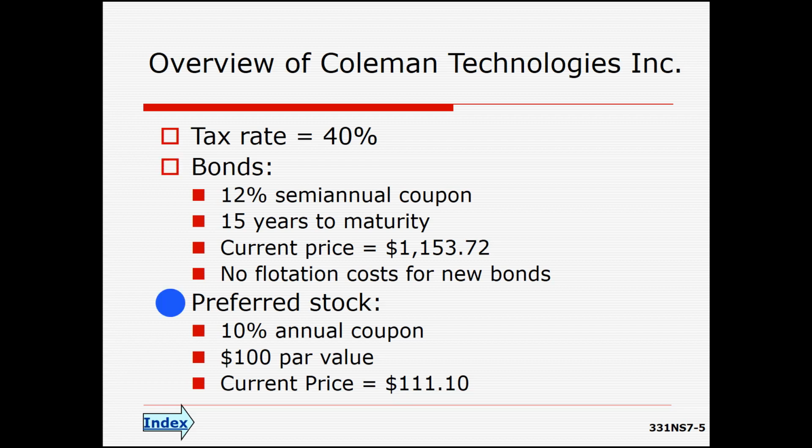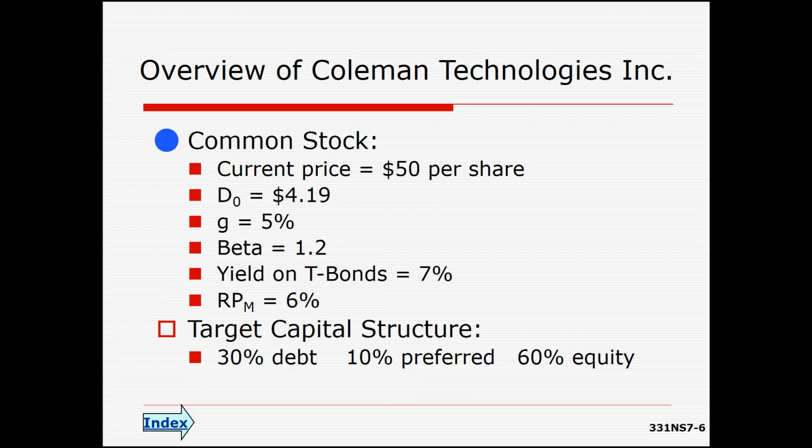Coleman has preferred stock with a 10% annual coupon selling for $111.10. Note that the $100 par value of the preferred stock is irrelevant to our calculations. We need to use the current market price. Coleman's common stock is selling for $50 a share. Last dividend was $4.19, and Coleman expects the dividend to grow at a constant 5% forever.